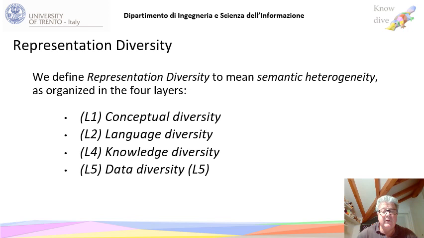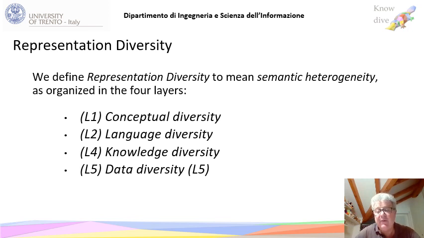Because of this, we introduced the notion of representation diversity. We define representation diversity to mean semantic heterogeneity as organized in the 4 layers. So semantic heterogeneity is the same problem. It's exactly the problem that I defined before. It is a problem that, as I said, appears in the web.